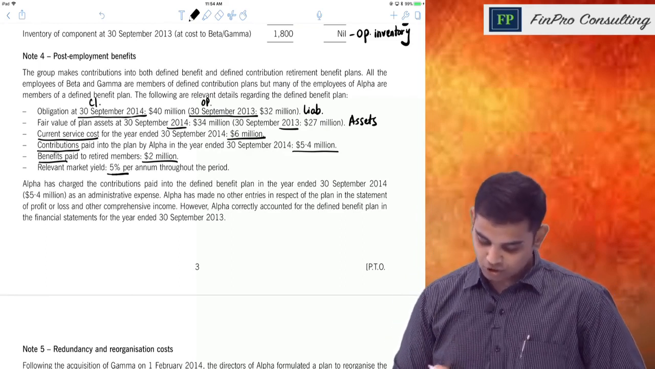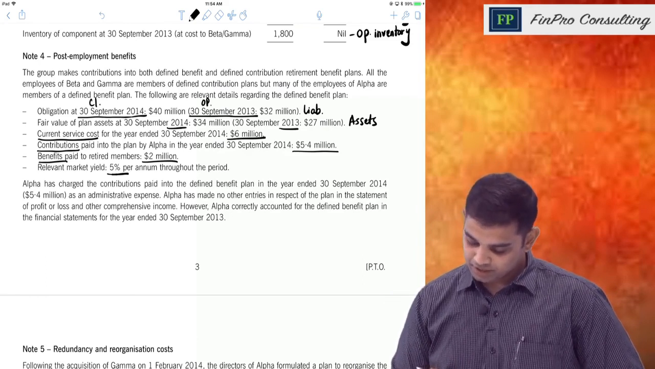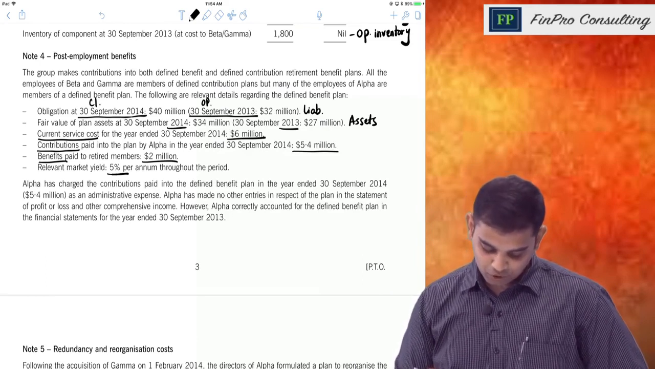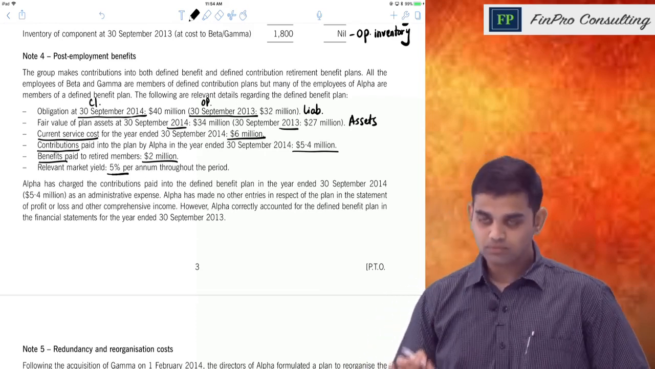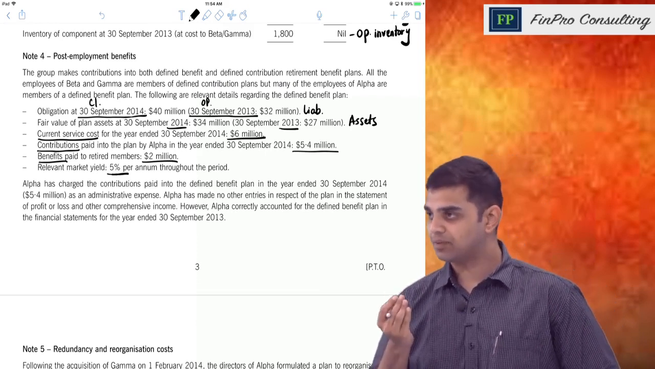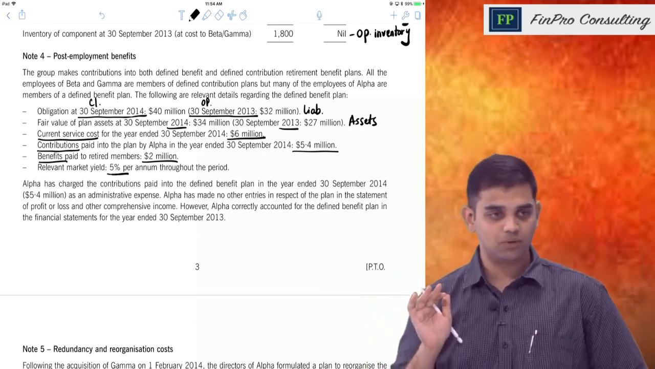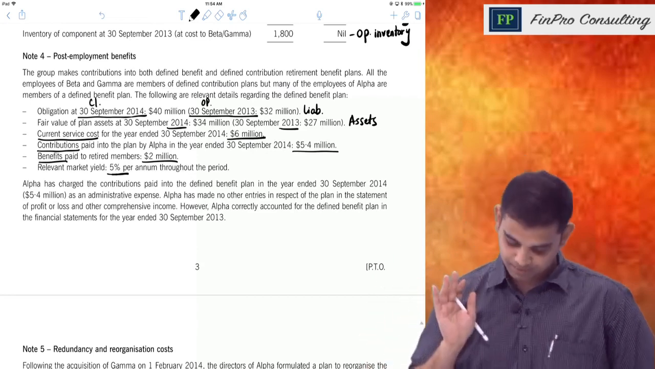Alpha has charged the contributions paid into the defined benefit plan in the year ended 30th September 14, 5.4 million, as administrative expenses. Now this is a wrong entry. Contribution paid should increase my asset. What they have done? They have expensed it out. So what I have to do? Reduce expenditure and add it to asset.